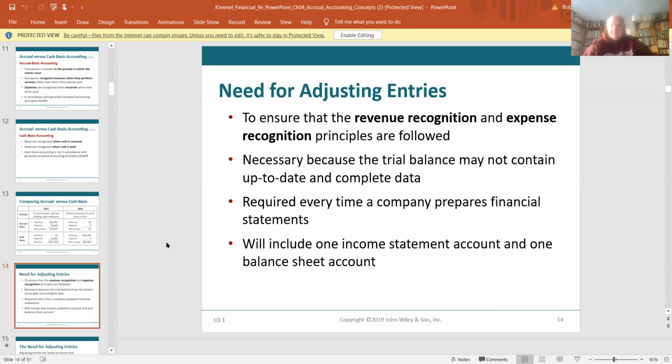What we're saying here is at the end of the month, you prepare a trial balance. That trial balance by definition is incomplete, for reasons we're going to learn in a few minutes. We have to now adjust that trial balance with a series of journal entries to get it to the point where it's acceptable and becomes a source for preparing the financial statements.